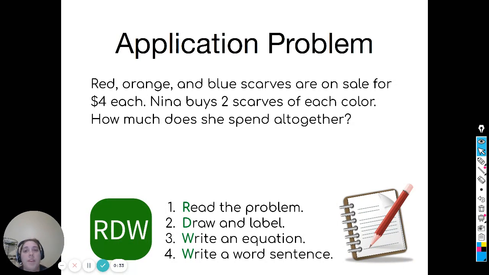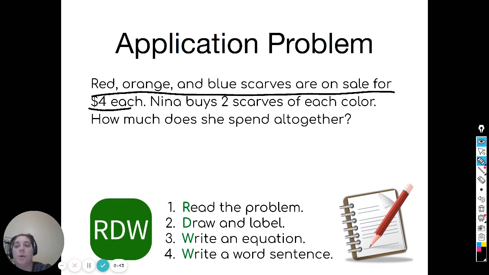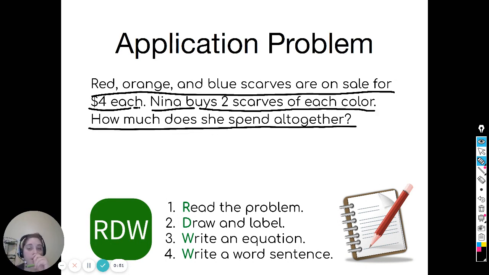We're going to start off with an application problem. I'm going to go ahead and read it to you and then give you a little time to work on it on your own. Red, orange, and blue scarves are on sale for $4 each. Nina buys 2 scarves of each color. How much does she spend altogether?